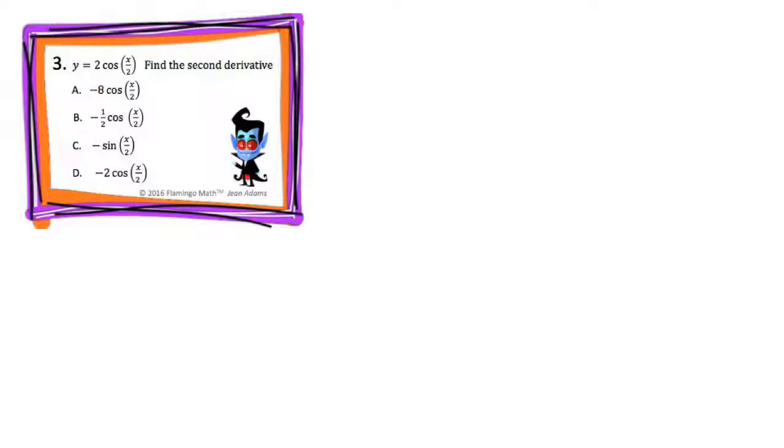For this problem, we need to find the second derivative, but again, we have to start with the first derivative, and I'm actually going to start out by rewriting this. So we have y equals 2 cosine of 1/2 x. Now let's do the derivative. So y prime equals, and that 2 is just going to be brought down. It's part of your coefficient, times the derivative of cosine of an angle. It's going to be negative sine of that angle times the derivative of the angle.